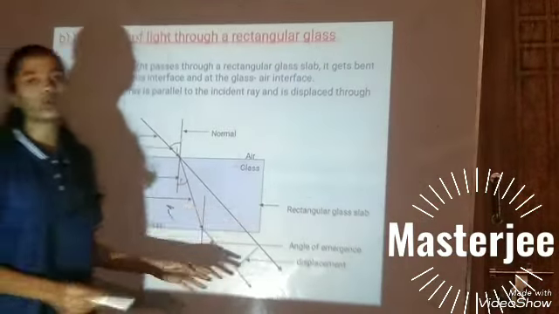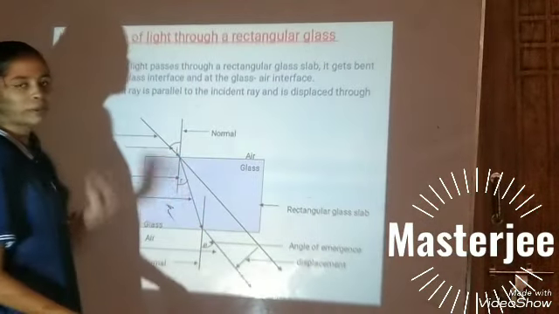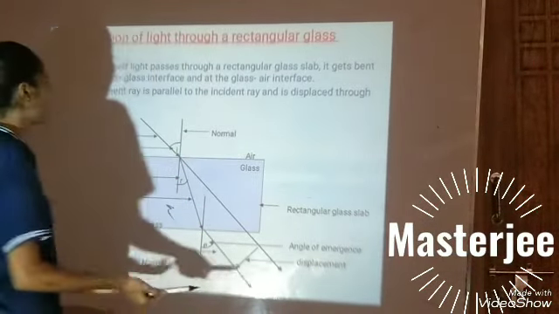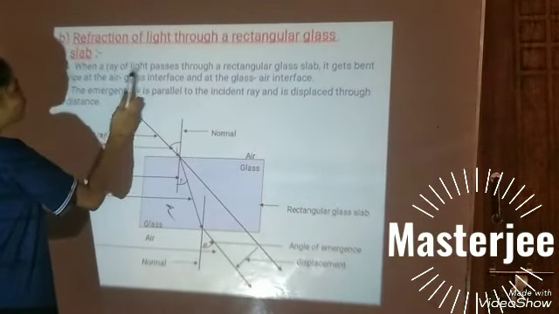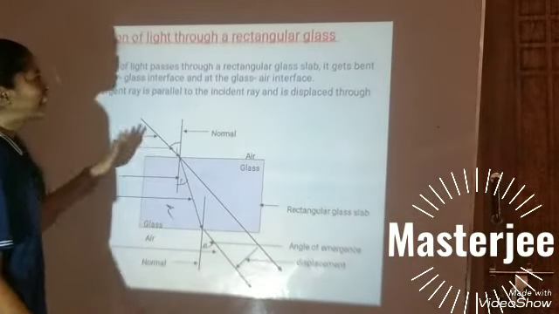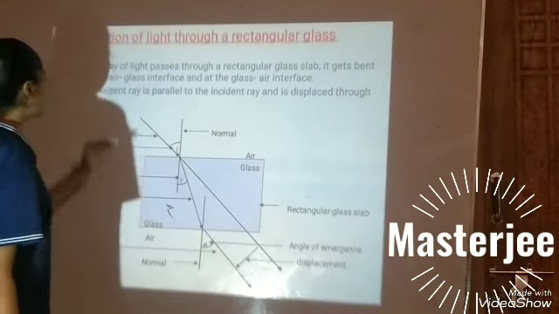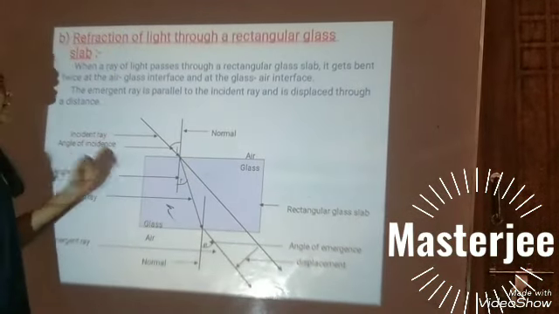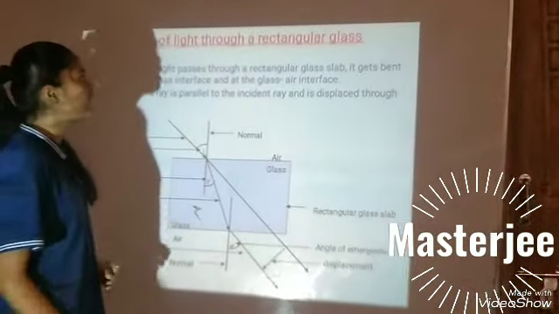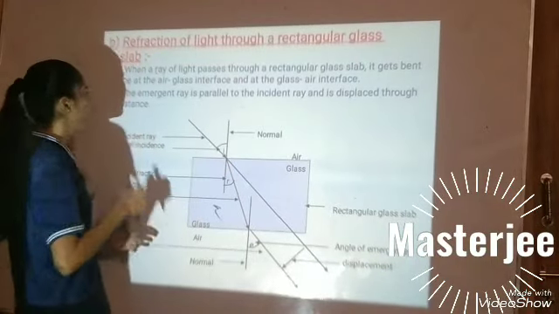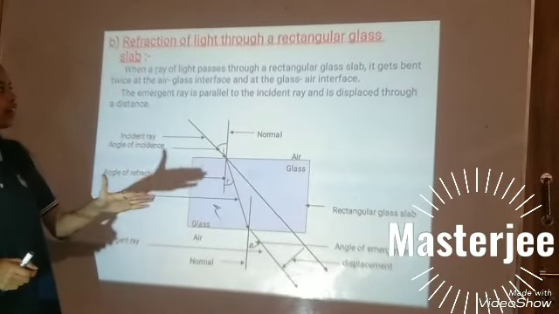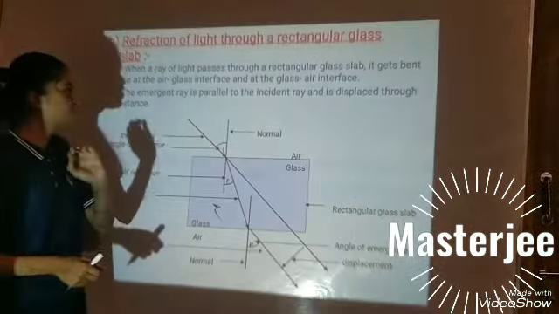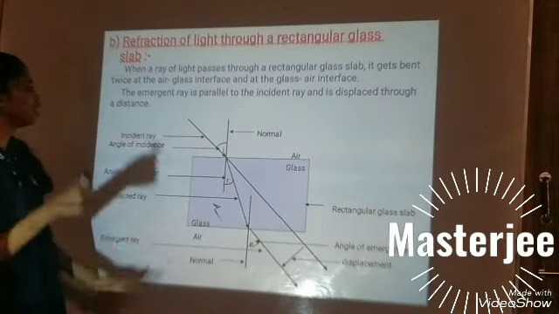Refraction of light through a rectangular glass slab. This is an experiment which we can try in our home also. When a ray of light passes through a rectangular glass slab, it gets bent twice, at the air-glass interface and at the glass-air interface. The emergent ray is always parallel to the incident ray and it is displaced through a distance.